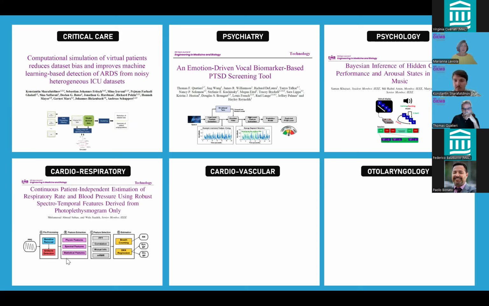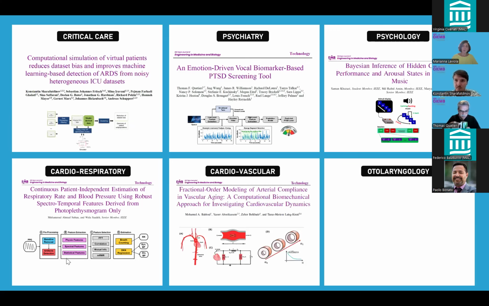This study, on the cardiorespiratory system, is presented by a group based in Lahore, Pakistan, and Western Washington University. It's a patient-independent approach for the continuous estimation of respiratory rate and blood pressure, using spectrotemporal features and one-channel photoplethysmography. So they are using a very non-invasive methodology.